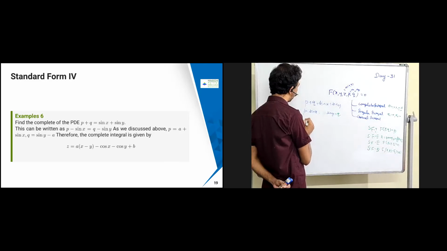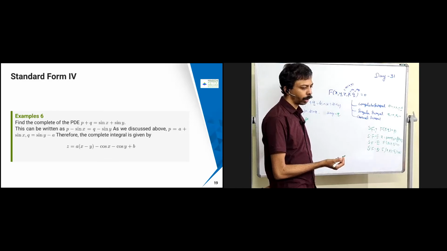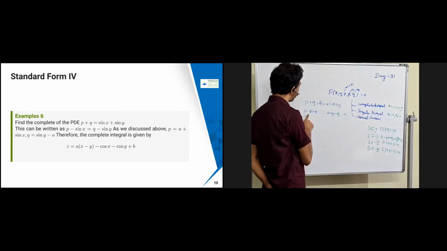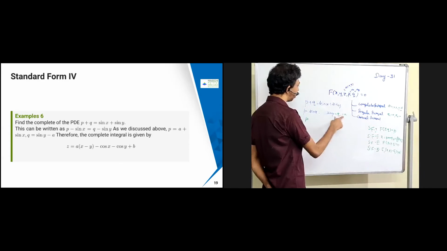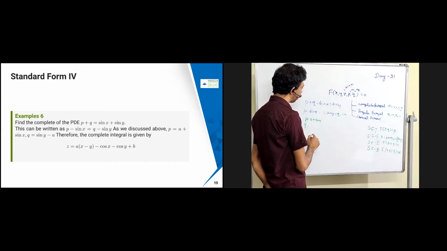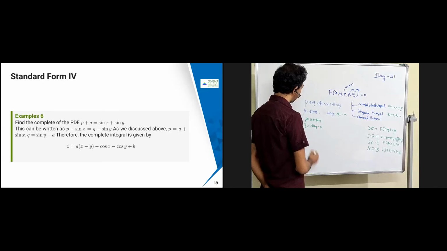So therefore, p is going to be some f1 of x comma a, and this is going to be a. I need to find p in terms of a and x. So p is going to be a plus sin x, and q is going to be sin y minus a. Correct? Yeah, sin y minus a. Then I can integrate: z equal to the integral of a plus sin x into dx.